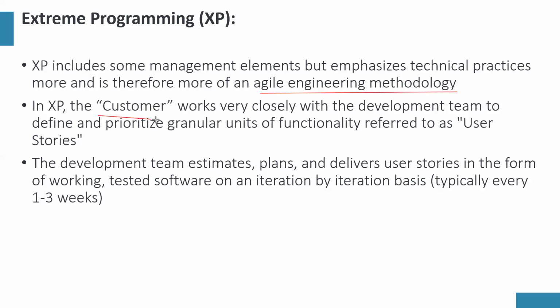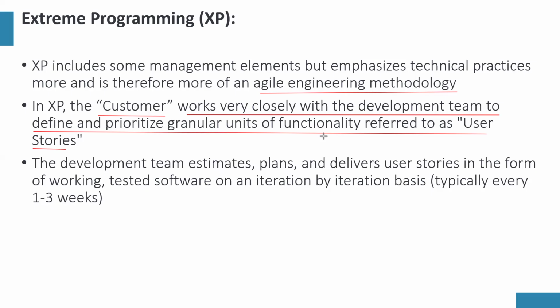In XP, customer works very closely with the development team to define and prioritize granular units of functionality, which they refer to as user stories. So in XP, we use user stories. And of course, we've explained what user stories are. They are the description of features from a user's point of view. And the development team estimates, plans and delivers user stories in the form of working tested software on an iteration by iteration basis, which is typically between 1 to 3 weeks.